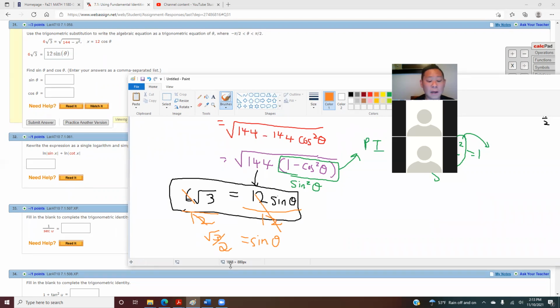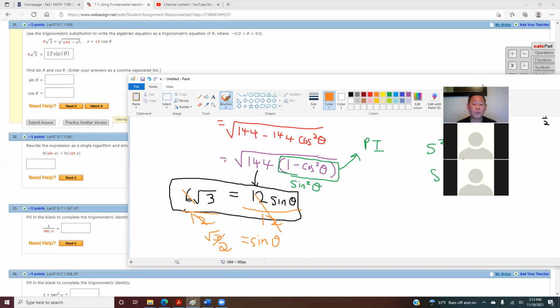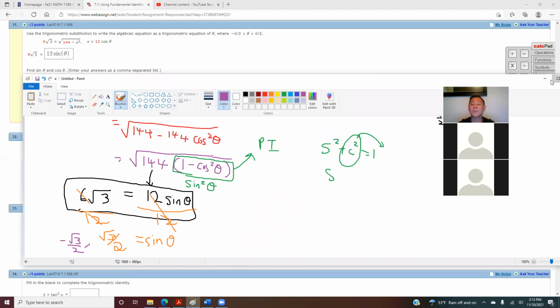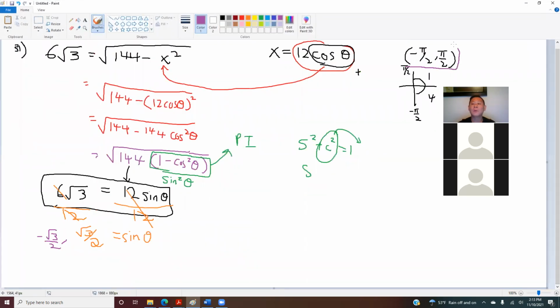So for sine theta, now this is a special one because you will have two answers. One is √3/2 and the other one is negative √3/2. The reason why you got plus and minus here is because it's back to the same quadrant: in quadrant 1 sine is positive, and then in quadrant 4, sine is negative.